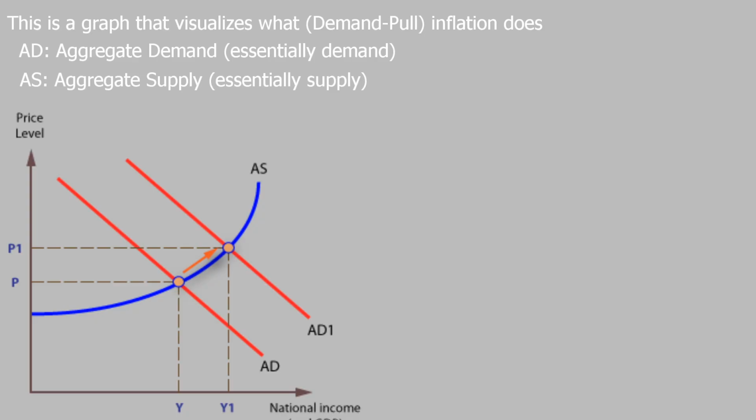This is a graph that visualizes what demand pull inflation does, and as you can see, the red lines are aggregate demand, which is essentially just demand, and the blue line is aggregate supply, essentially supply. So, as you can see, while demand is going up to down, supply is going down to up.